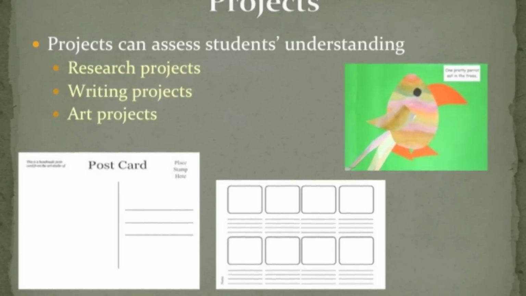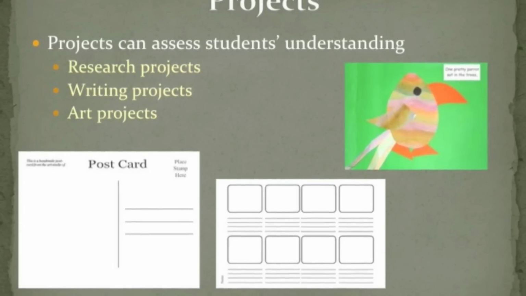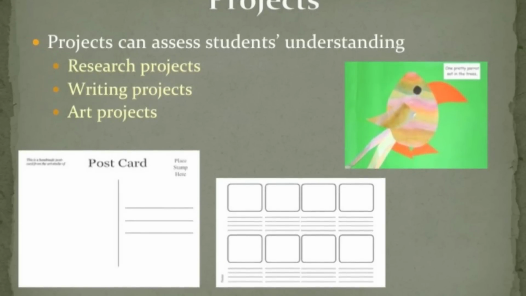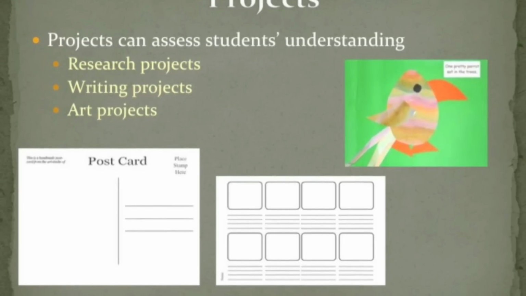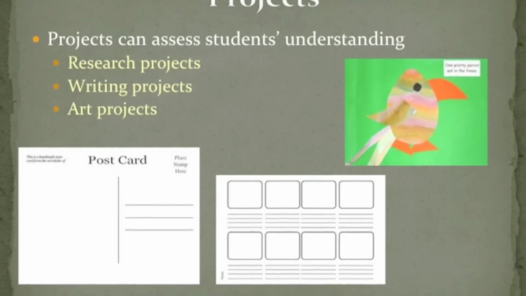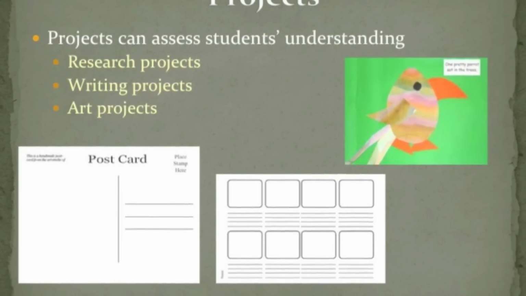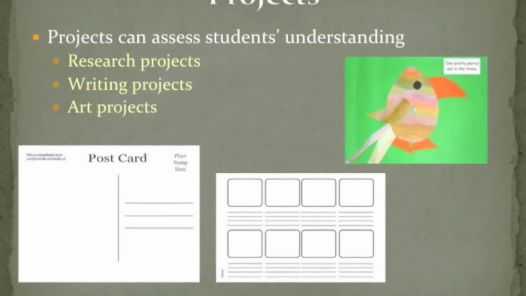The final component of a literature focus unit is the project phase. Projects are a means by which the teacher can assess what the student has learned. Students can apply what they've learned in a variety of methods, including through projects related to research, writing, and art.